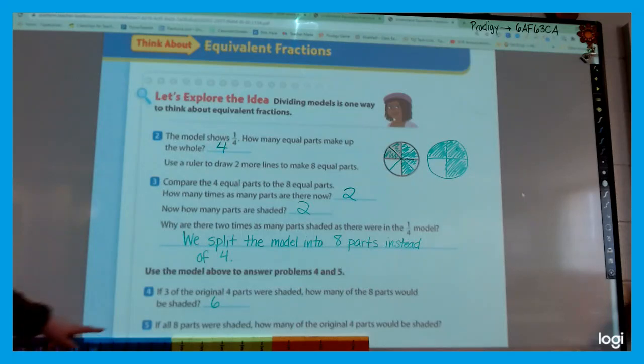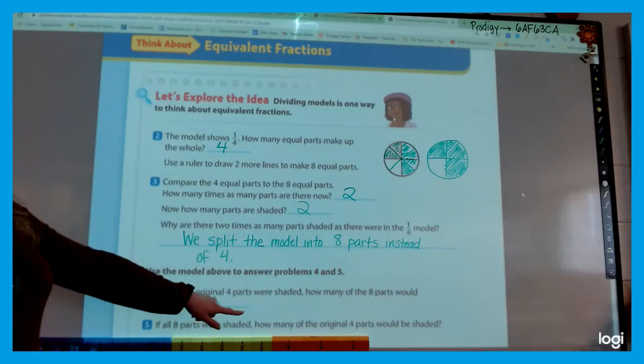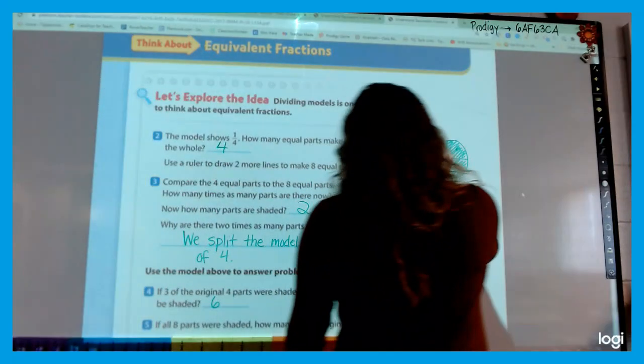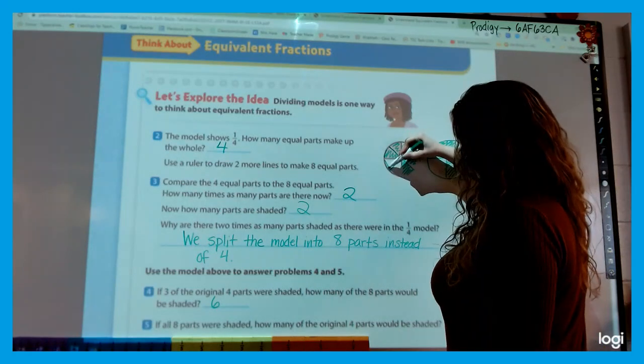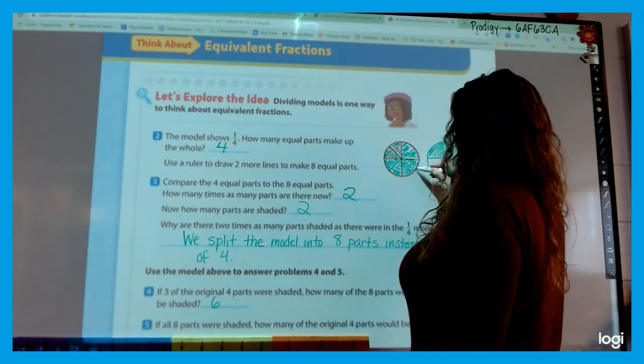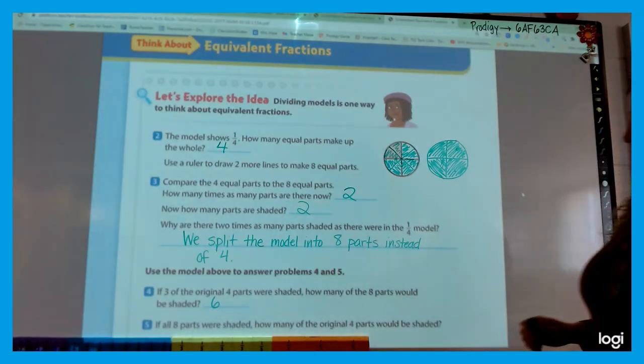And finally, number 5. If all 8 parts were shaded, how many of the original 4 parts would be shaded? Well, let's take a look. Here's my circle split into 8 pieces. I'm going to shade all of them in. If they're all shaded, it would be the same in both circles, right? They'd still both be all shaded.